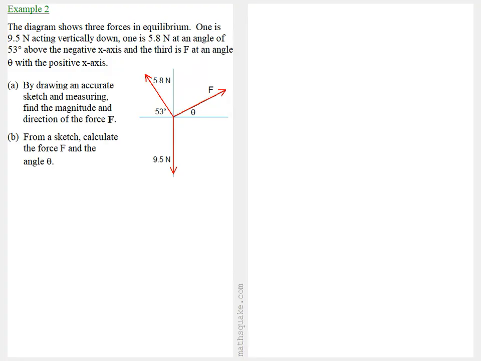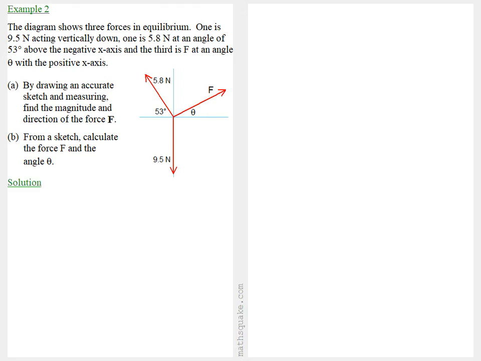Example 2. The diagram shows three forces in equilibrium. One is 9.5 newtons, acting vertically down. One is 5.8 newtons, at an angle of 53 degrees above the negative x-axis. And the third is F, at an angle theta with the positive x-axis. In part A, by drawing an accurate sketch and measuring, find the magnitude and direction of the force F.